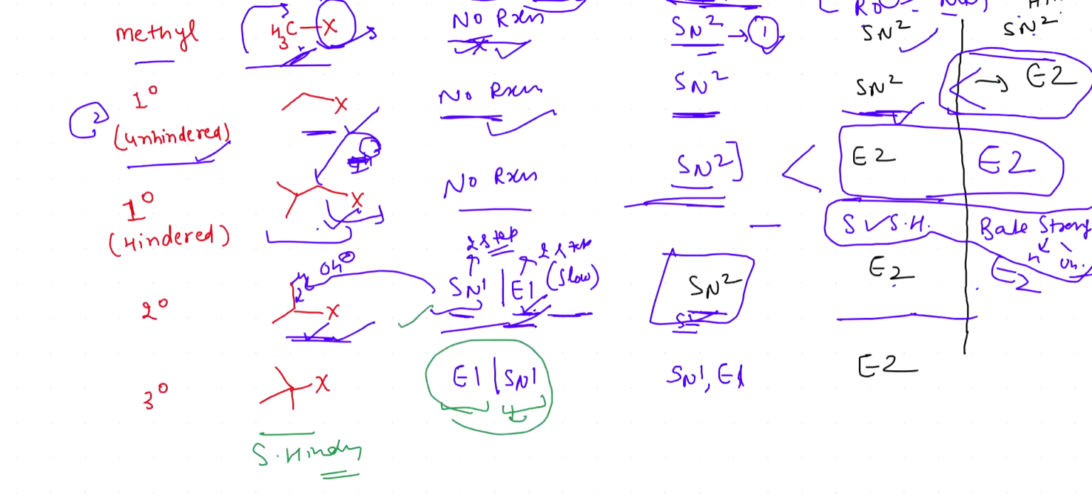Then if a weak nucleophile is here, it can also undergo SN1 and E1, both elimination reactions, because the substrate is bulky. So it is preferring to undergo elimination reaction. E2 elimination here is not possible. E2 means in one step, the base cannot abstract the hydrogen along with the removal of halogen, because this is a sterically hindered reactant. Clear?